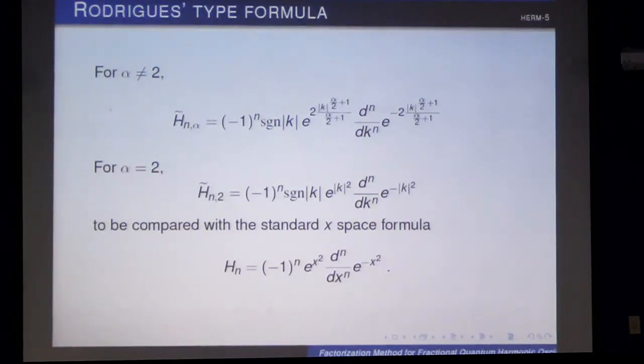So we have this kind of Rodrigues formula. We have checked it carefully, with sub-Gaussians instead of the Gaussian.